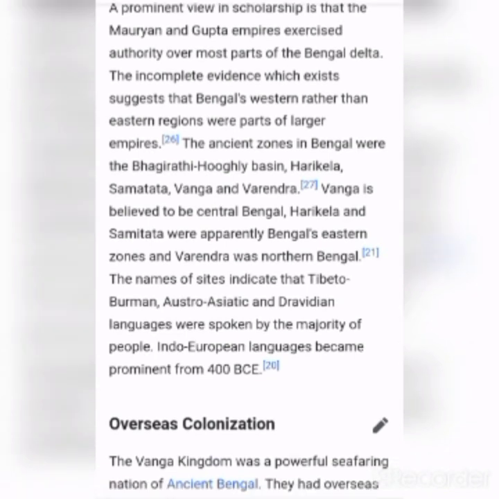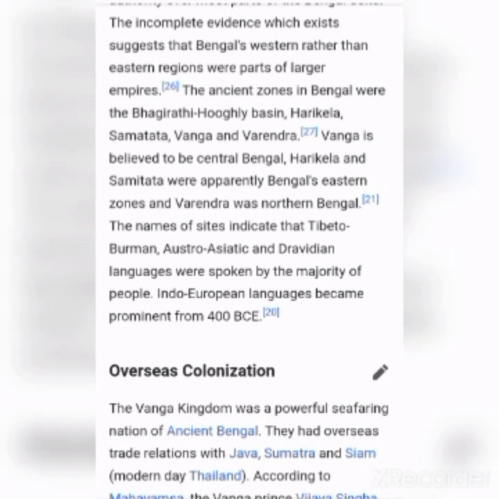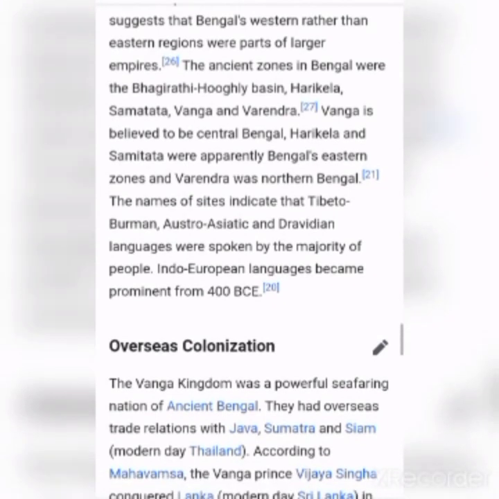The names of sites indicated that Tibeto-Burman, West Asiatic, and Dravidian languages were spoken by the majority of people. Indo-European languages became prominent from 14 BCE.